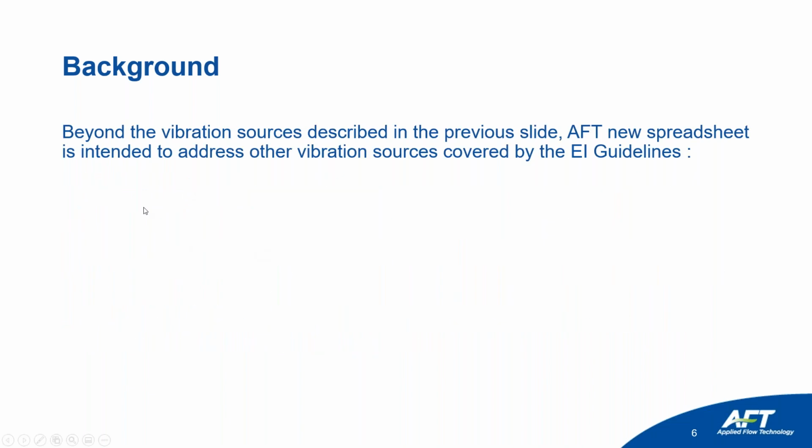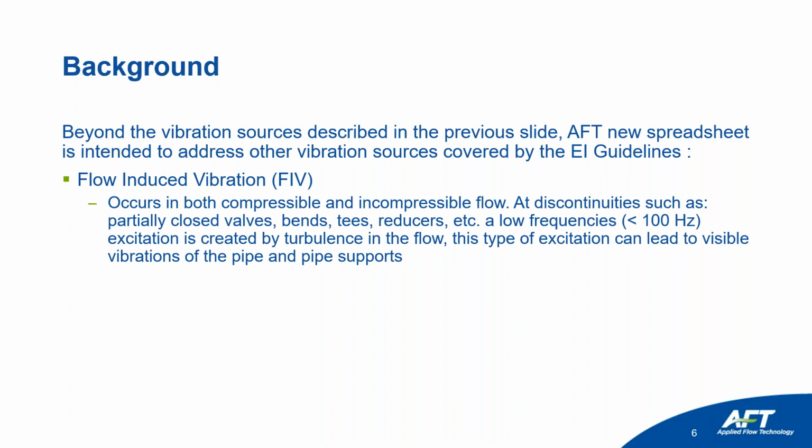Beyond the vibration sources described in the previous slide, AFT's new spreadsheet is intended to address other vibration sources covered by the Energy Institute guidelines. One of these sources of vibration is flow-induced vibration, FIV, which was treated in the first part of this webinar series. Flow-induced vibration occurs in both incompressible and compressible flow.